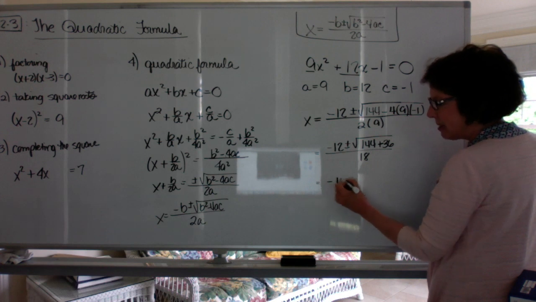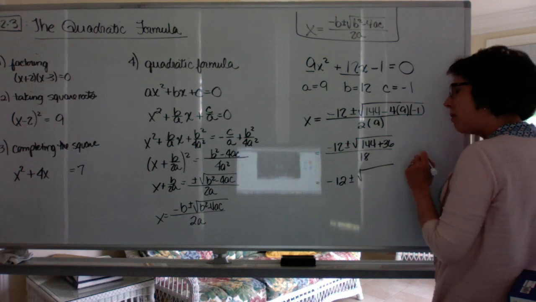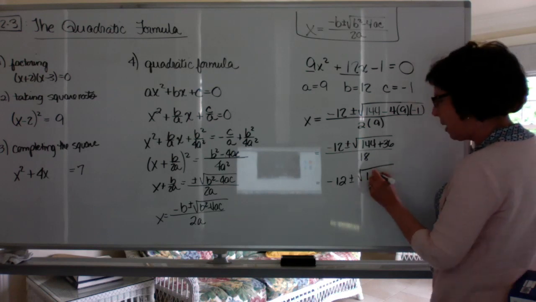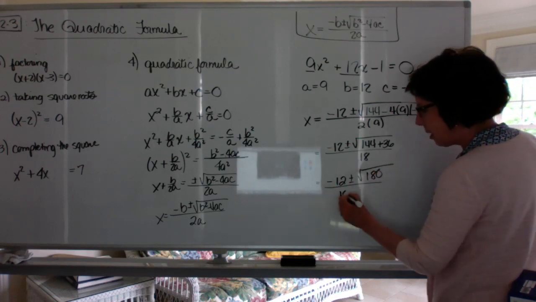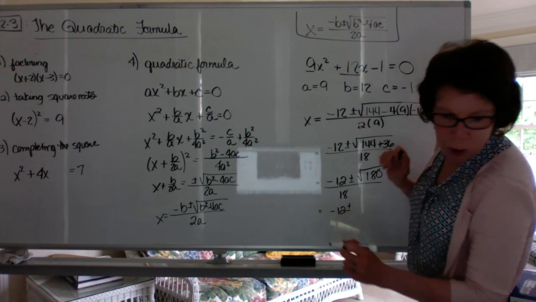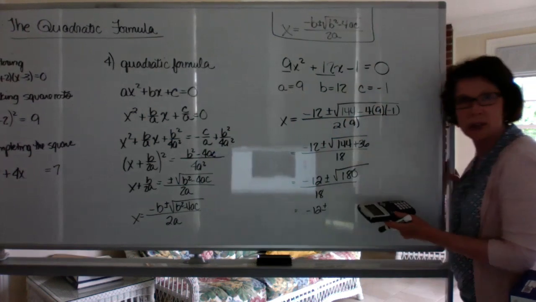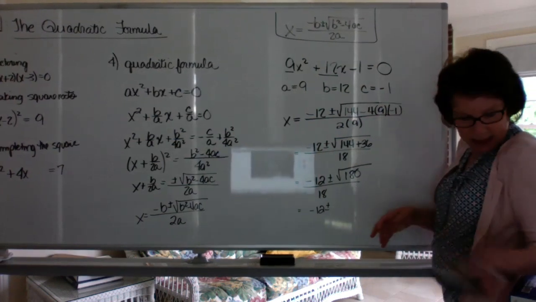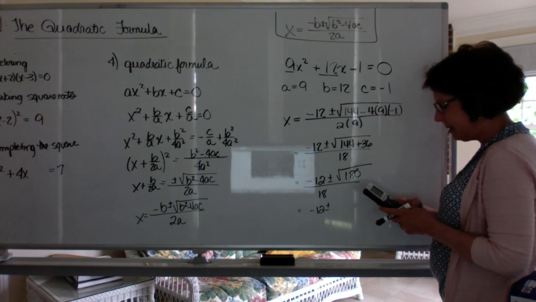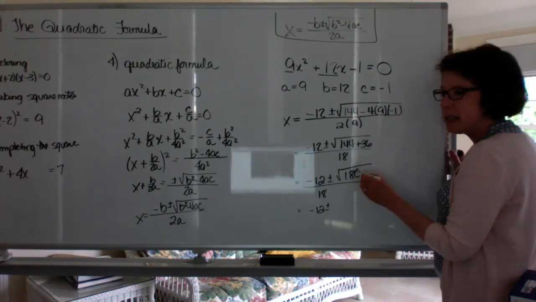So let's keep going. That's negative 12 plus minus the square root. Well, 144 plus 36 is 180 over 18. Okay, let's keep going. I've got negative 12 plus minus the root of 180. Where is my calculator? The root of 180, do we have a perfect square factor of that? Let's see. I'm going to take 180 and divide it by 36. Bingo. It's 36 times 5. Okay, so 180 is 36 times 5.